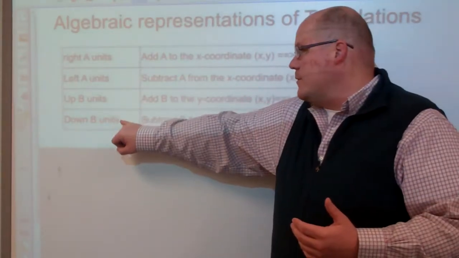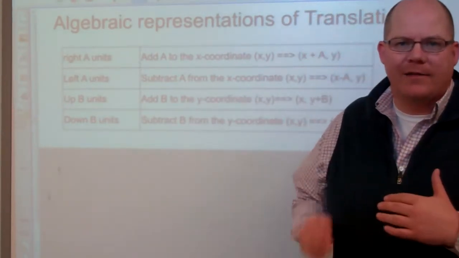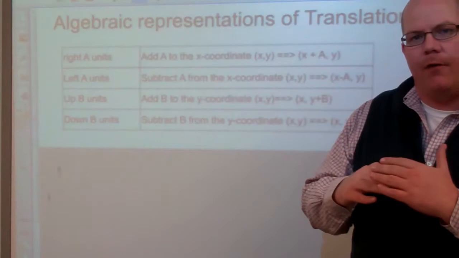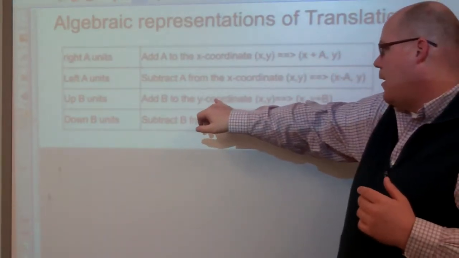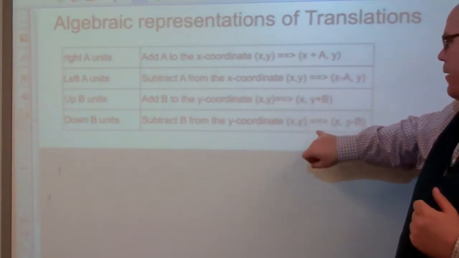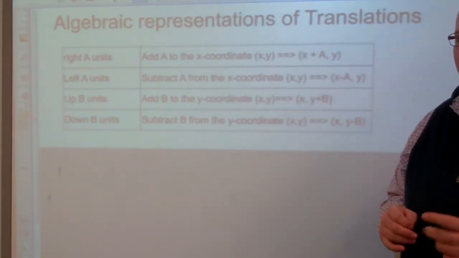When we go up or down, we're moving along the y-axis, right? We're going up from the origin or down. Up is positive, down is negative. So if we go up, we're adding to y. When we go down, we're subtracting from y.